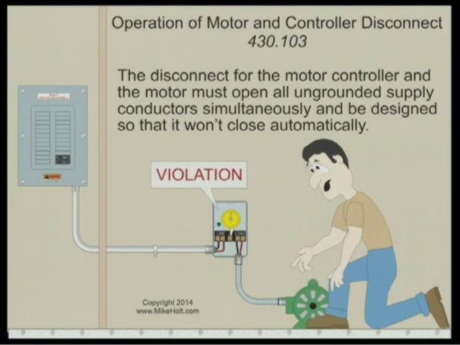Let's go to 430.103, operation of the disconnect. Pretty straightforward. The disconnecting means for a motor controller, here's your controller right here, that Ryan read in 430.2, and the motor itself must open all ungrounded conductors simultaneously and be designed so that it won't close automatically.